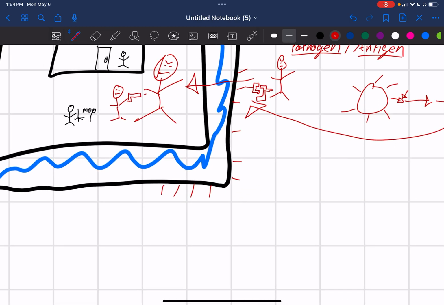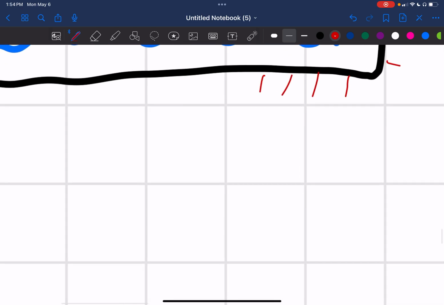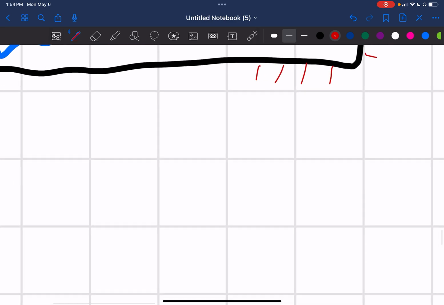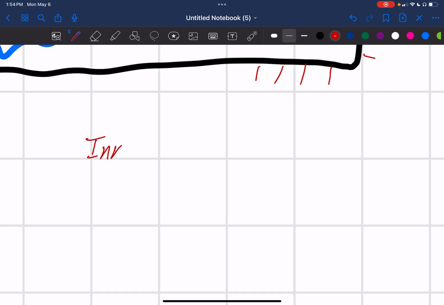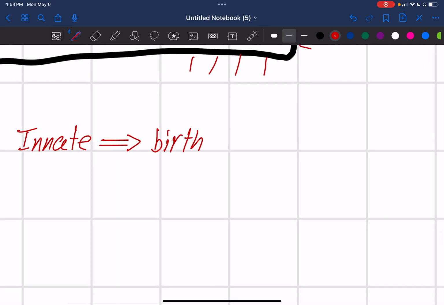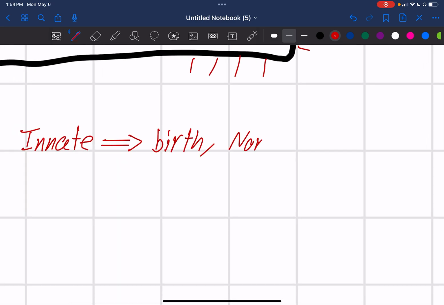So we have three different types of defense mechanisms within our immune system. First we have the innate immunity, which is natural defense, and this is present at birth, right? Innate is present at birth because we're naturally born with this kind of immune system. It is also non-specific.